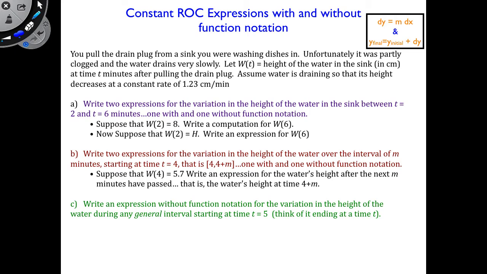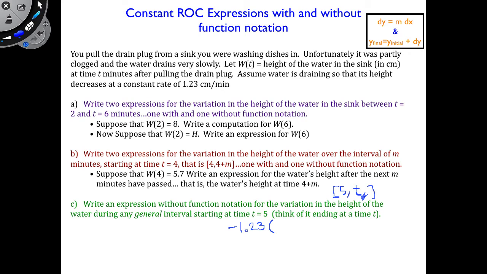How I'd write this interval, it starts at time 5 and ends at time t, or if you want to say t final or something like that, that's fine. We don't really need that final there. If it starts at 5 through mystery time t, if I want to express how much the water's height changes during that interval, same as before. Without function notation, we need to have a constant rate of change to know this, or some other formula, but it decreases by 1.23 centimeters per minute for each of the, well, how many minutes is that?